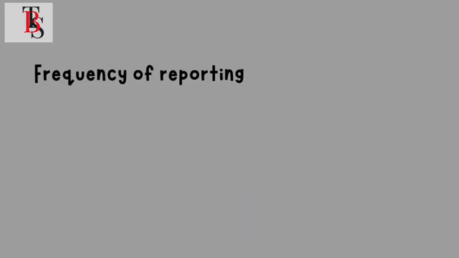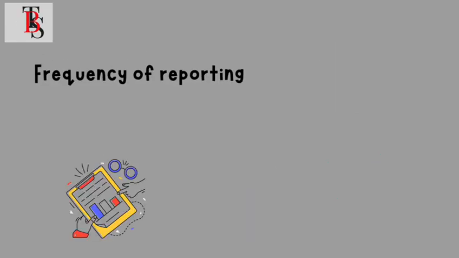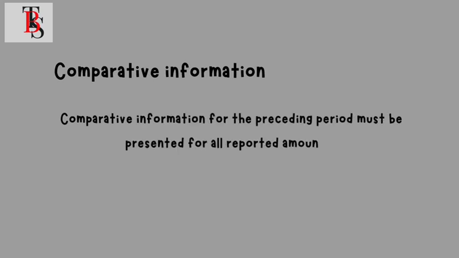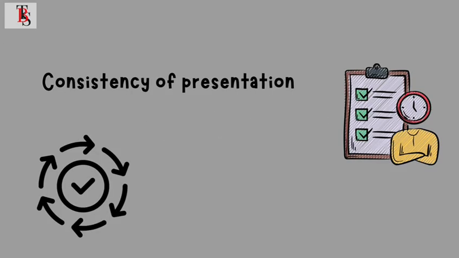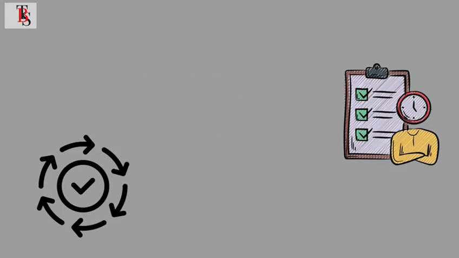6. An entity must present a complete set of financial statements at least annually. 7. Comparative information for the preceding period must be presented for all reported amounts. And 8. The presentation and classification of items should be consistent between periods.